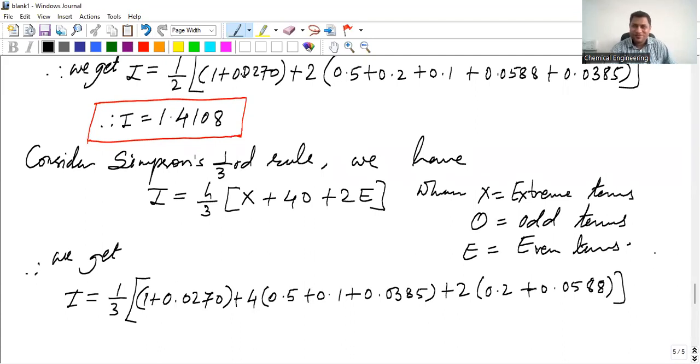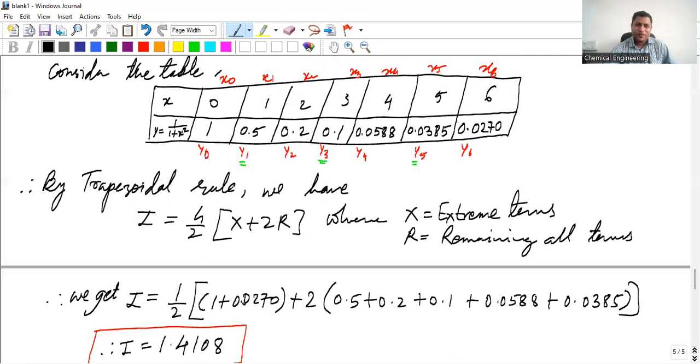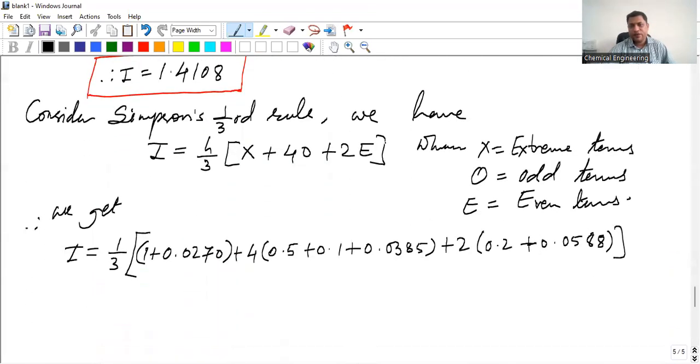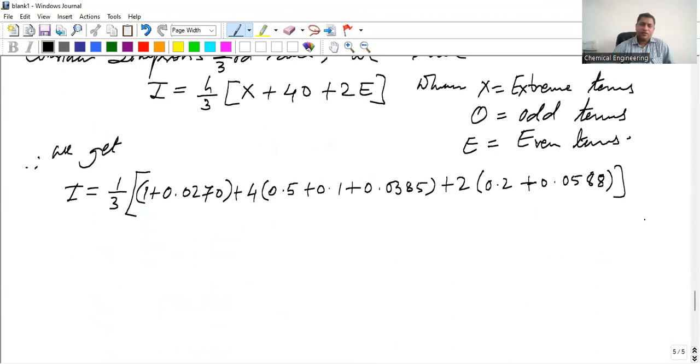Is that okay? Are you getting these values? See here from the table. That's why you should name the terms so that it will be easy for you to understand. This is y1, this is y3, and this is y5, which are odd terms. The even terms are y2 and y4. So we got the odd and even terms, and hence we can write the value of I. What is the value of I you are getting here?